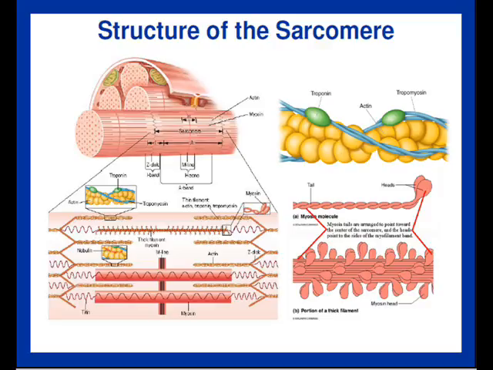Okay? Making up the sarcomere is your actin and your myosin. Your actin is your thin filament. Your myosin is your thick filament. Okay? And we can break that down, blow it up if you like.